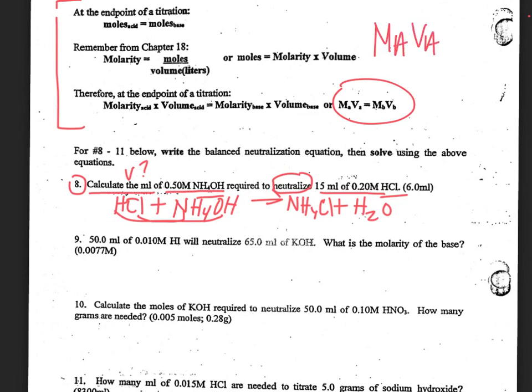So we're going to use MaVa equals MbVb. So let's plug in the numbers, right? So molarity of the acid is 0.2. Volume of the acid is 15 mL. This equation, it is okay to leave it in milliliters as long as the units are the same. Molarity of the base is 0.5. Right? And then the volume is what we're trying to solve for, so that's X.